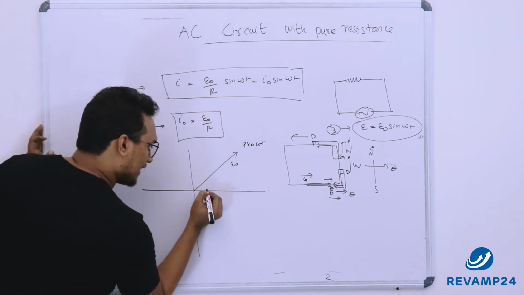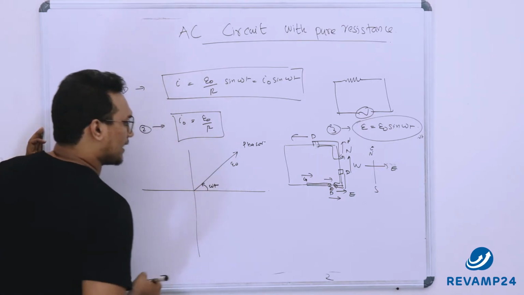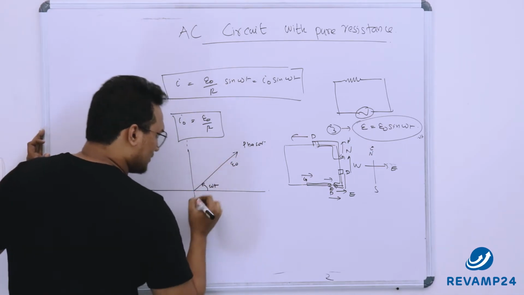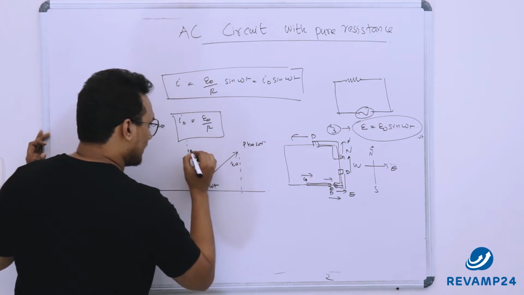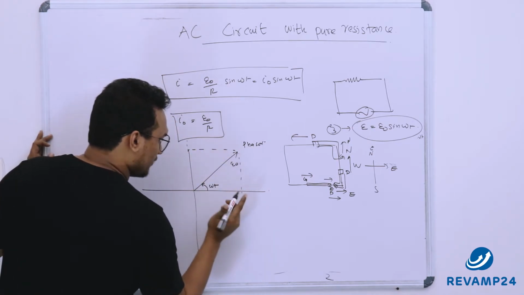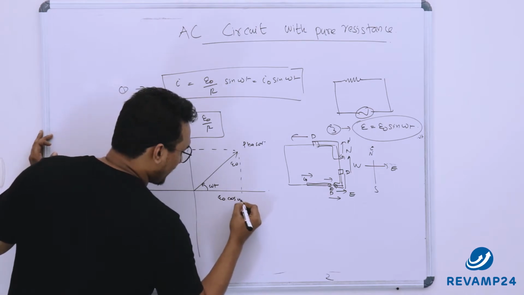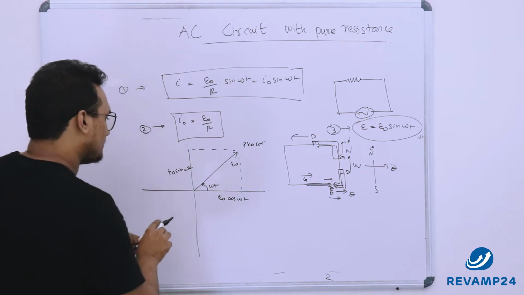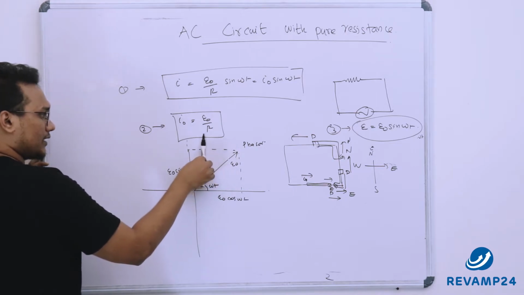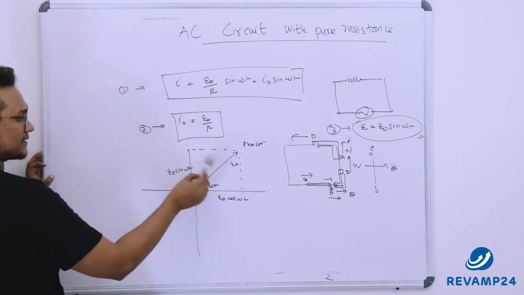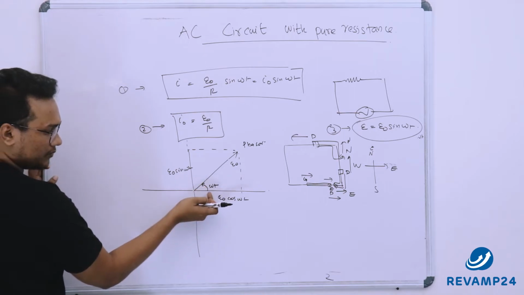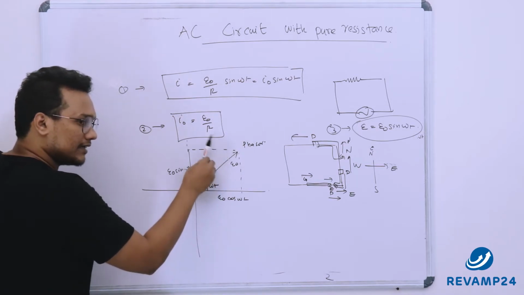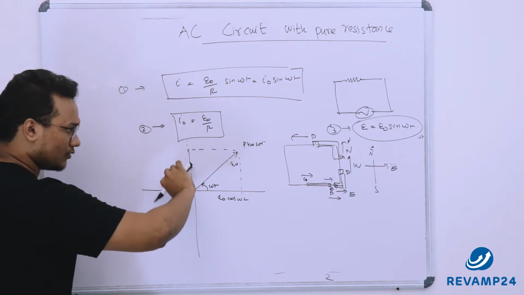Now, with respect to X in the counterclockwise direction, suppose it makes an angle of omega t. Take the projection of this phasor along the x-axis and along the y-axis. The x component will be E0 cos omega t and the y component will be E0 sin omega t. The phasor is being rotated in the counterclockwise direction. Always the angle is measured with respect to the x-axis in the counterclockwise direction.